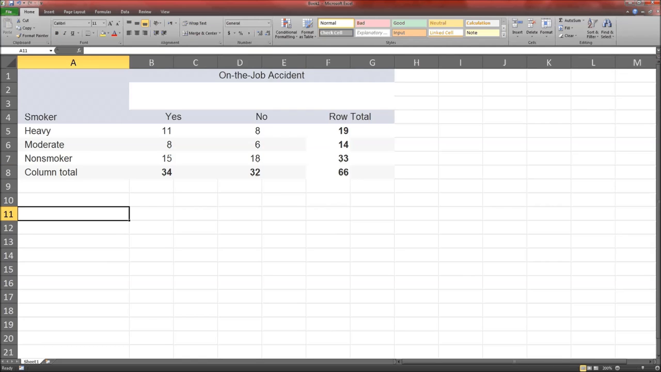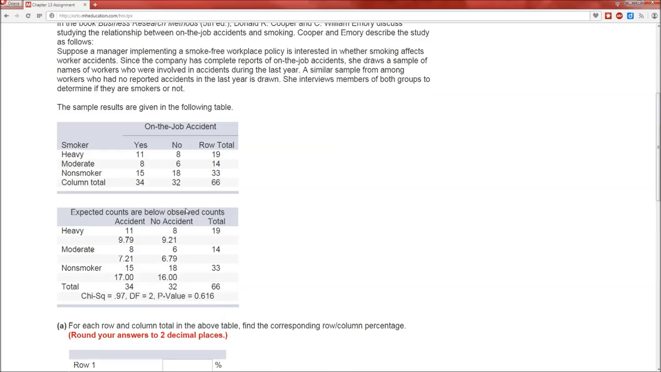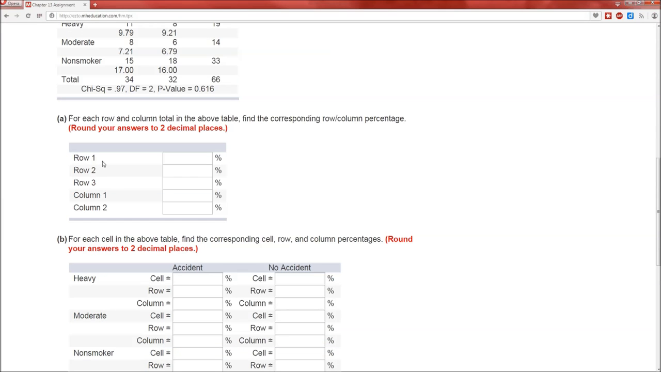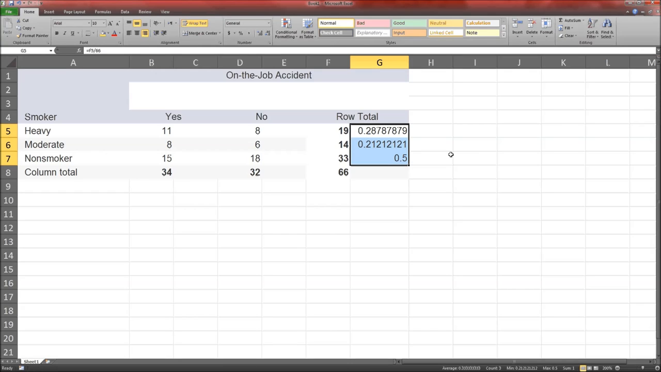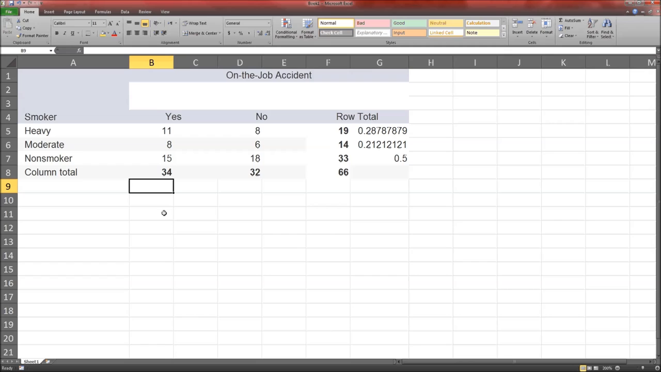Okay, so we got the data into Excel. First thing we need to do is to calculate the percents for each of the rows and each of the columns. So the row total, the percent for that is just going to be equal to that 19 divided by the total sample size of 66. And copy down. This column percent is just going to be equal to what we observe, again, 34, divided by the total sample size, 66. So let's put those numbers in.